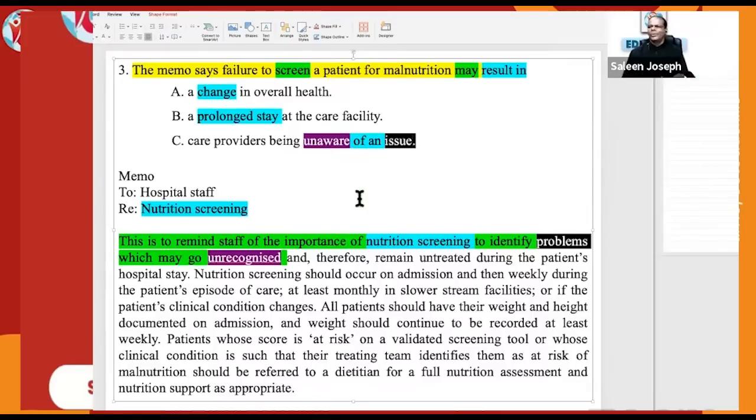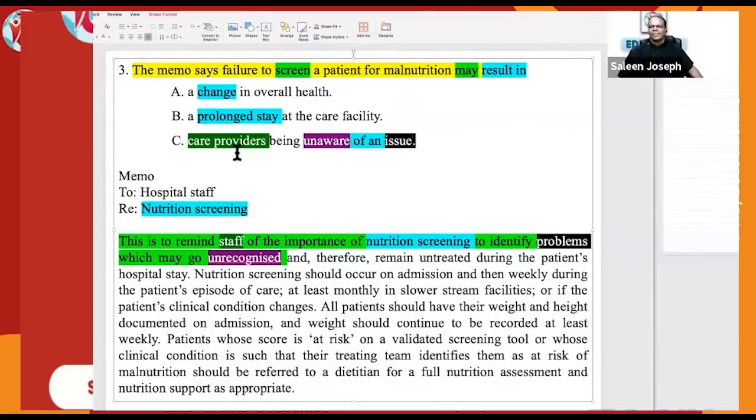So easy. Now, do you need to read the rest of it? You need not read the rest of the paragraph at all. Care providers being unaware of an issue. Now, care providers. What is the word used? Staff. Yeah. This is the topic sentence. You have staff. In option C, you have care providers.